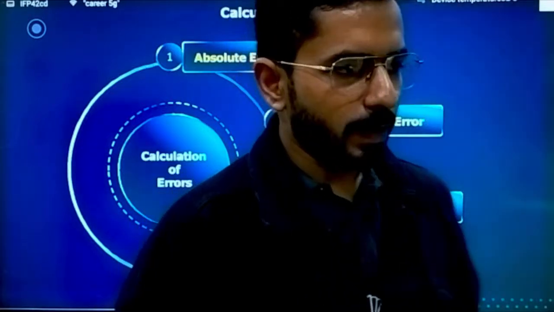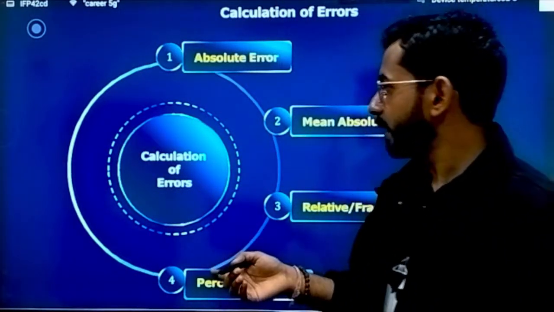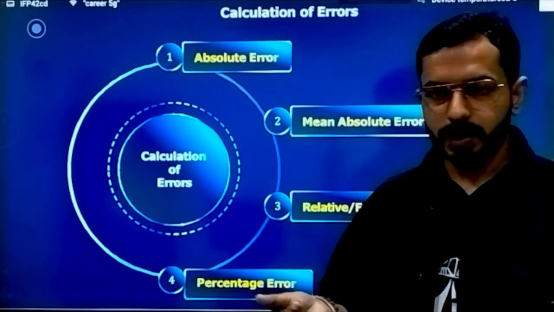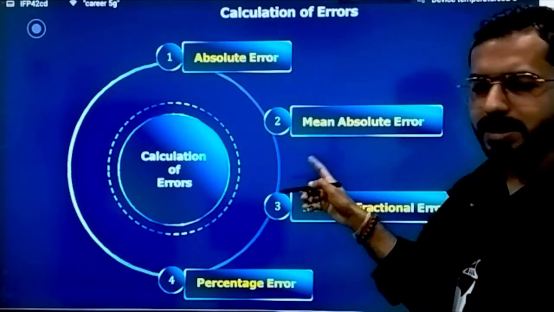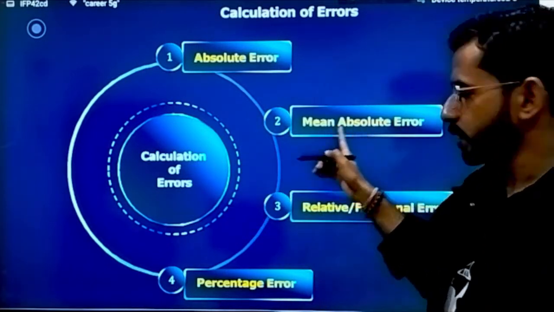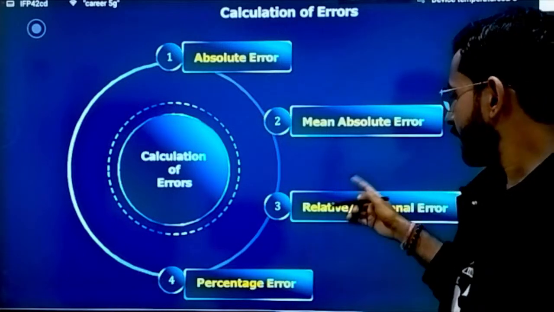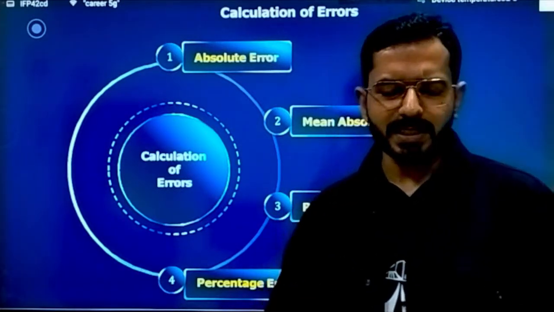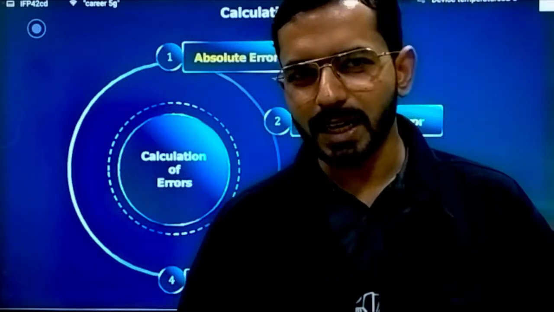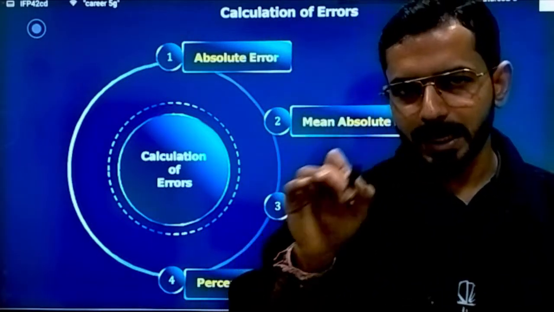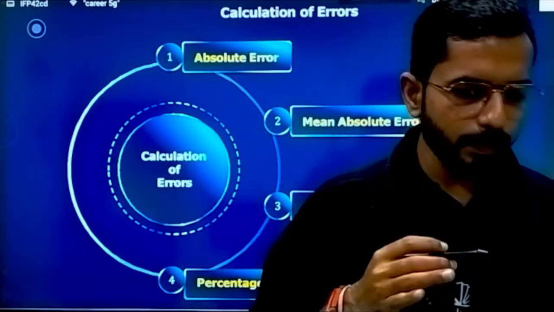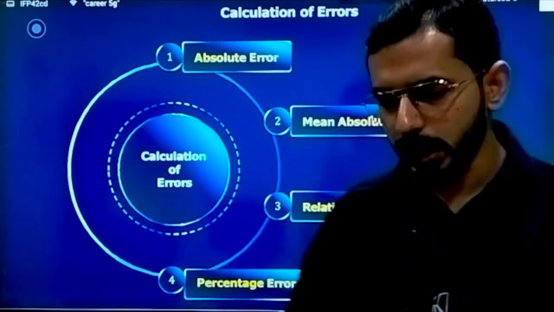So what kind of questions can be asked? Questions can be asked either about absolute error, or, not a lot, but it is asked about absolute error. The major questions will be asked. Once in the NEET exam, it was asked for mean absolute error, how to calculate mean absolute error, relative or fractional error, and then percentage error. Fractional error and percentage error are very relatable, because if you just multiply the fractional error by 100, it becomes the percentage error. So these three are the major kinds of errors that you have to understand.